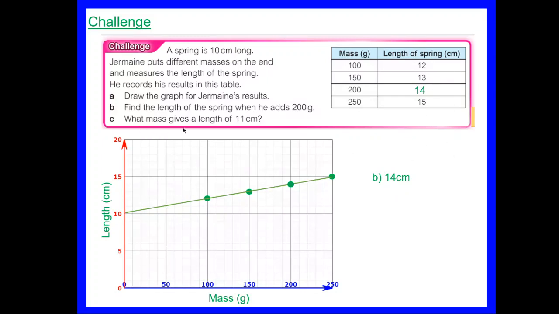Part C then, what mass gives a length of 11 centimetres? So I need to go up until I get to 11 centimetres, go across to where that reaches my line, which is just here, and down, and that gives me a mass of 50 grams. So once we've got our straight line, because we know it's perfectly straight, we can take other readings from our line.